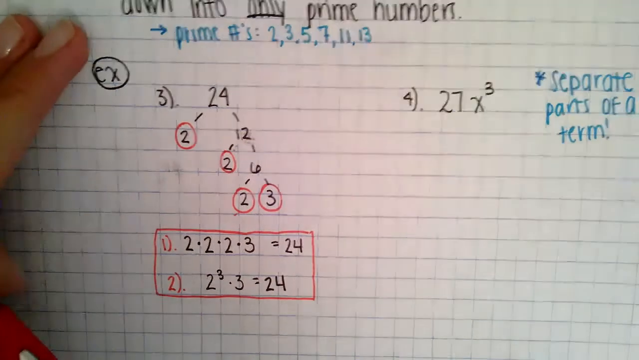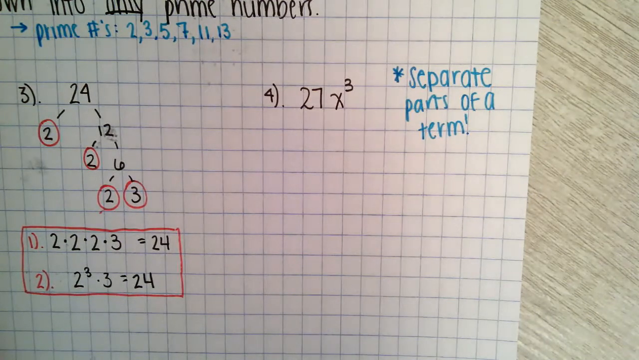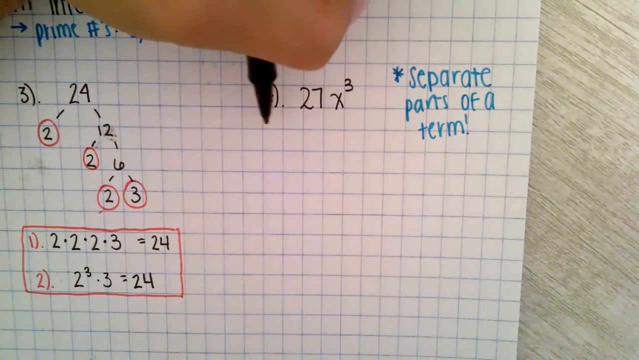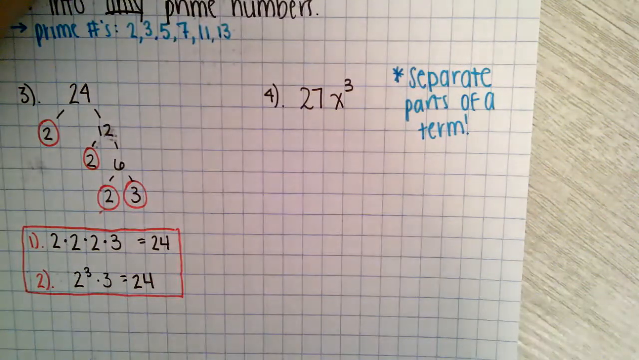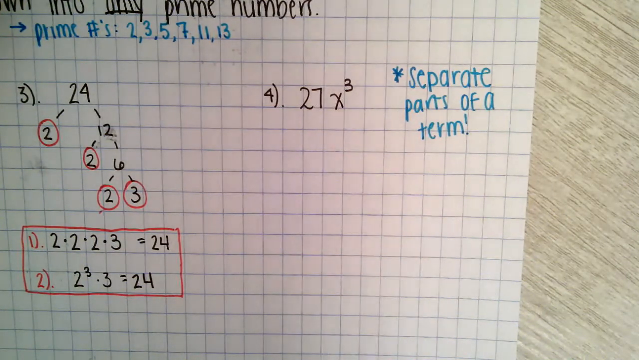So now we're going to move on to one more example that's a little bit tricky. And that is 27x cubed. We're going to do the prime factorization of that number. All right, so our very last example. When I look at this at first, I kind of get a little bit overwhelmed. That's a lot going on there. A number, a variable, an exponent. I don't really know where to start.